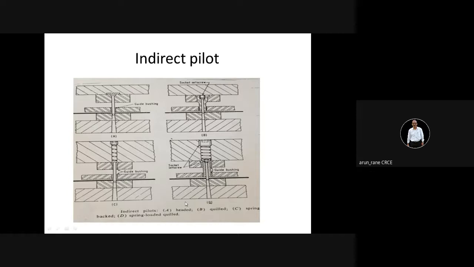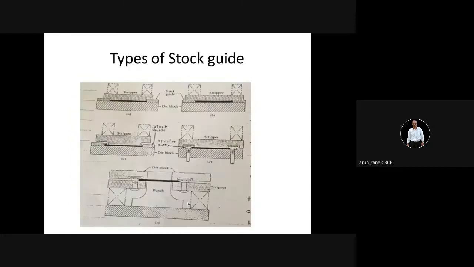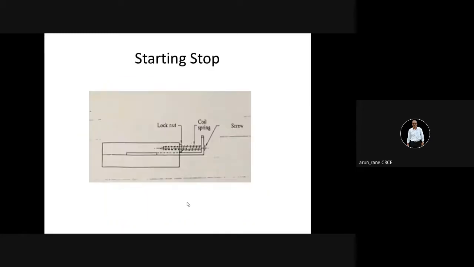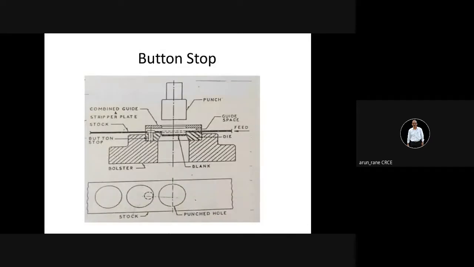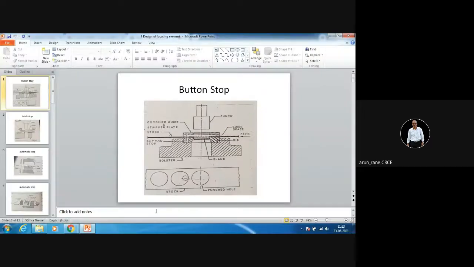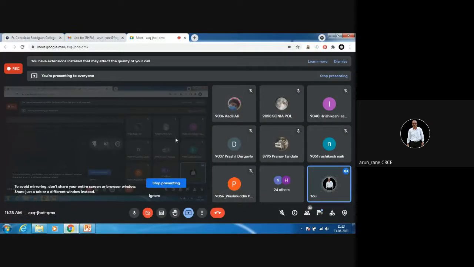So in case of, to summarize this, locating devices are basically pilots, then stock guide and stripper. So there are four devices, locating devices. I'll just ask, can anybody tell me what are the four locating devices? Wasim, bolo, and then we can conclude.